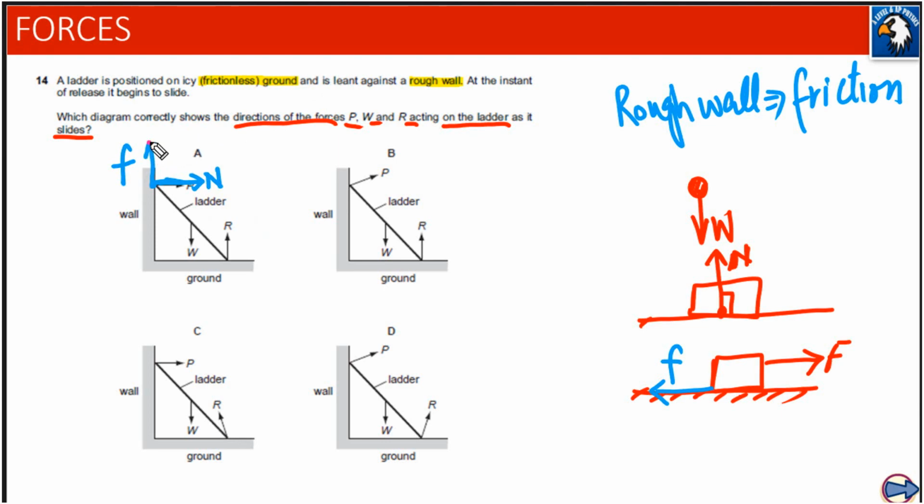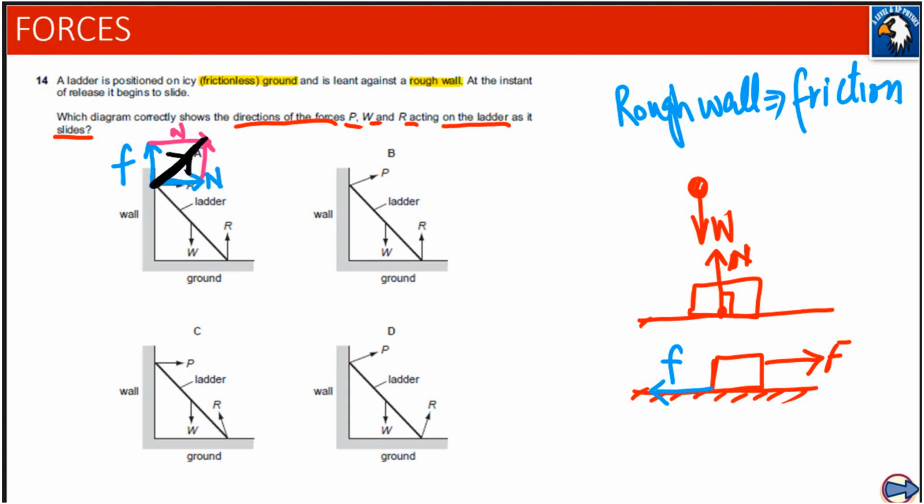We can first of all combine these two vectors. So this is our normal reaction force, we just change the place of the vector. And also here is the frictional force. We can find the resultant of these two vectors now. So the resultant will be this. So this has to be the actual direction of force P acting on the ladder at this point.